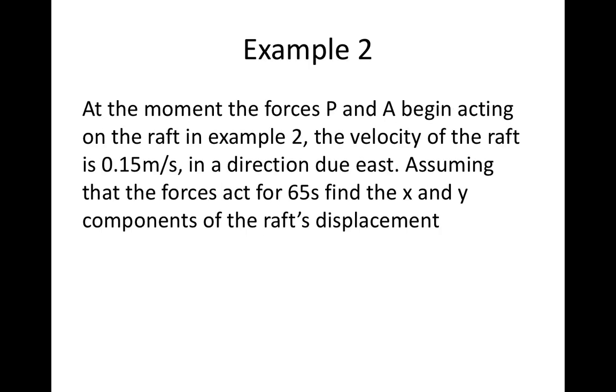At the moment the forces P and A begin acting on the raft in example 2, the velocity of the raft is 0.15 meters per second in a direction due east. Assuming that the forces act for 65 seconds, find the x and y components of the raft's displacement. So at the moment the forces P and A act, the raft is already moving 0.15 meters per second in a direction due east. So that is your Vx initial velocity.